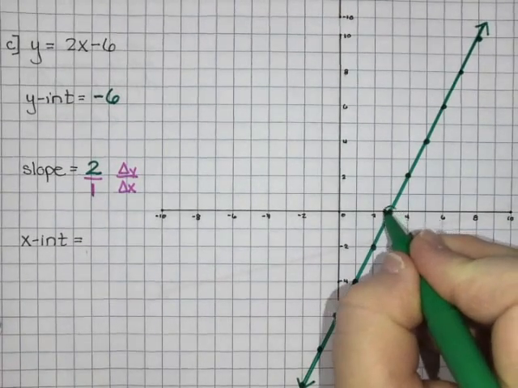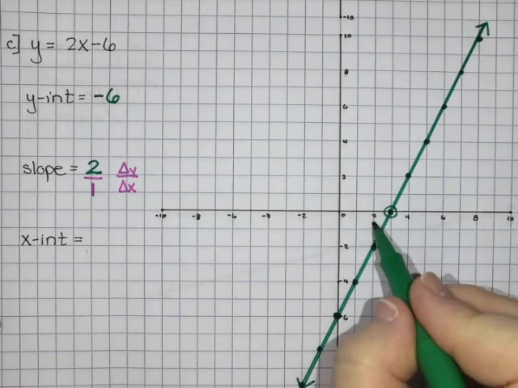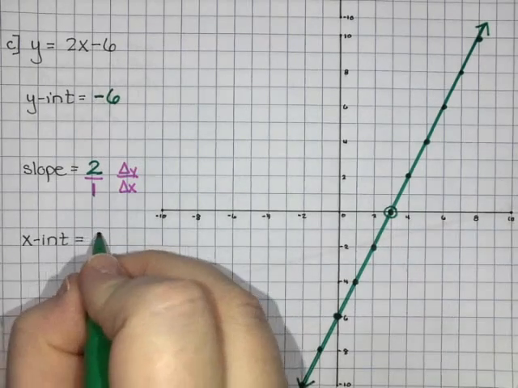And I noticed that it is crossing the x-axis right there, which is in between 2 and 4, which would be at 3.